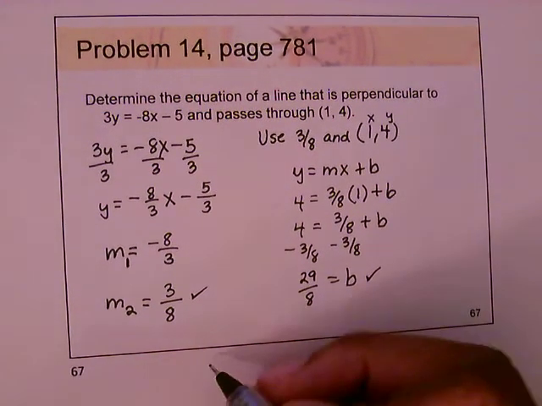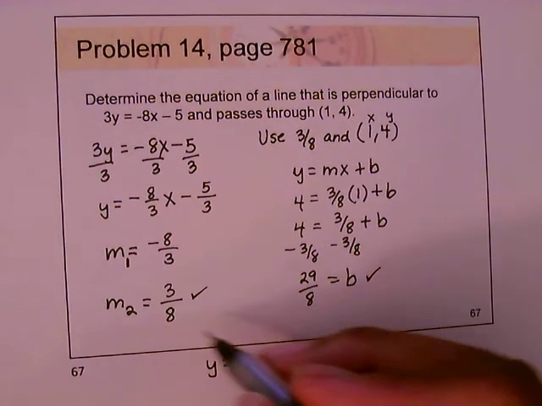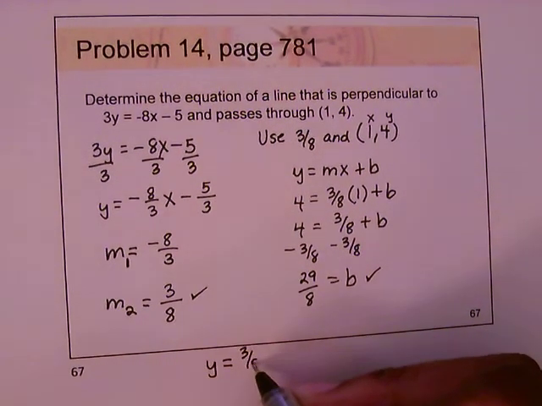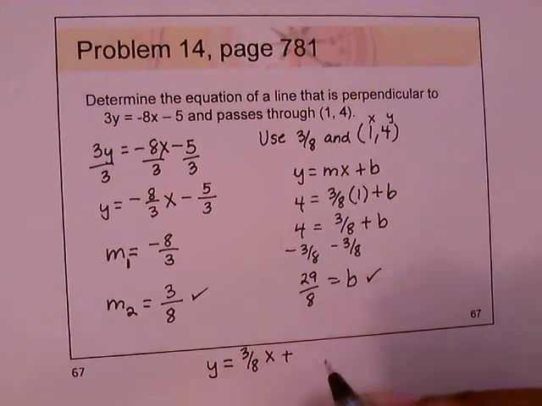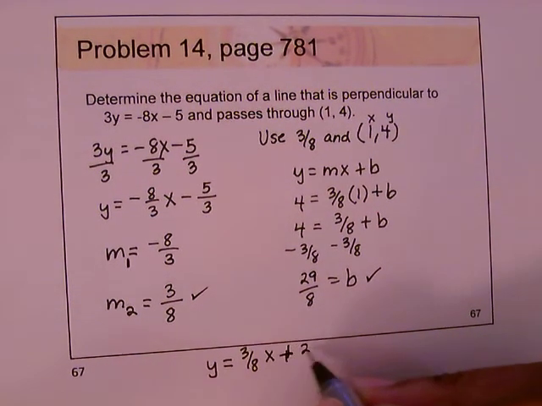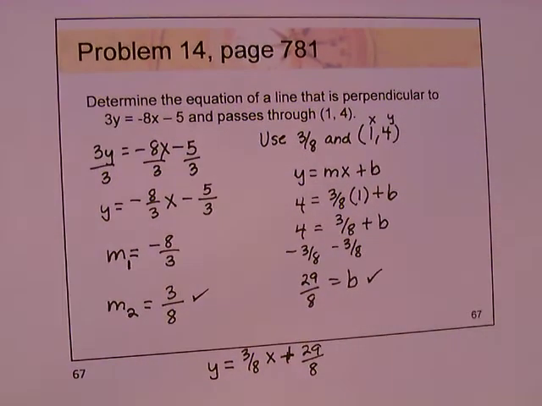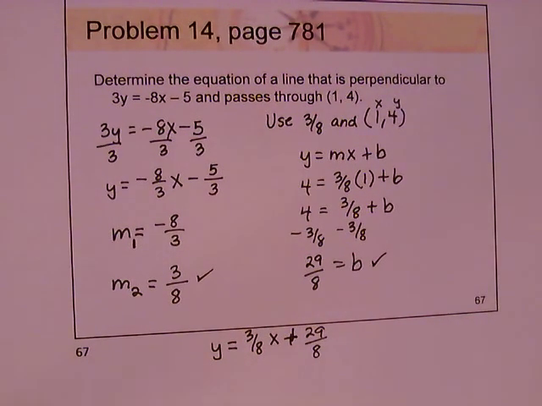So my equation, I'm going to write this down here. That's y is equal to m, that's the 3/8, x, plus 29 over 8. That represents the equation of the line that is perpendicular to 3y equals -8x minus 5 and passes through the point (1, 4). Okay? So that's going to conclude this section on 13.1, representations of lines.